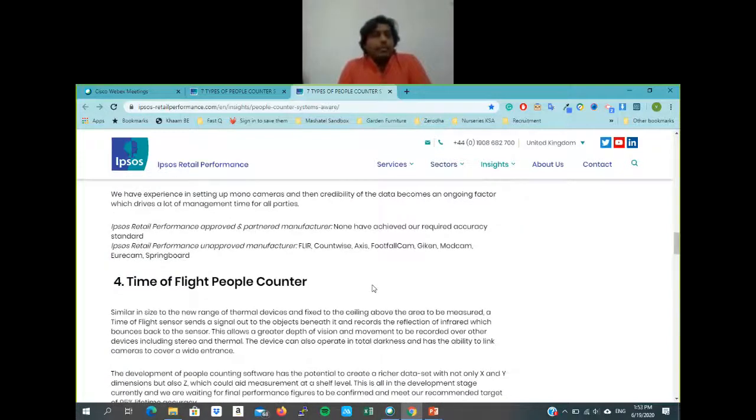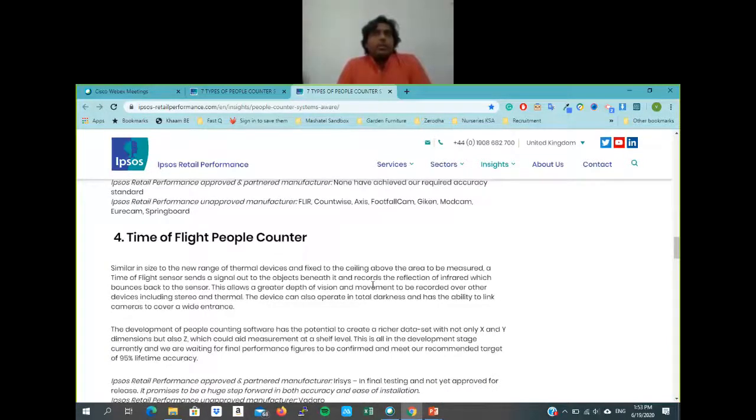Then there are time of flight counters. Time of flight is basically a technology where the industry had to think about what if there is a low light condition and still you need to count people. So time of flight is basically a sort of a beam of ray where, based upon the reflection, it was taken into account how many people are coming in and how many people are going out.